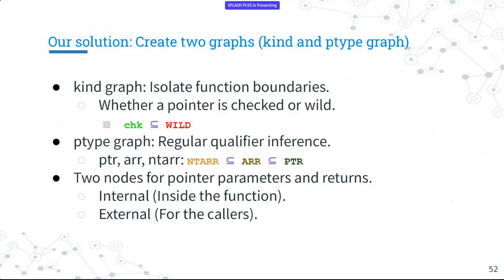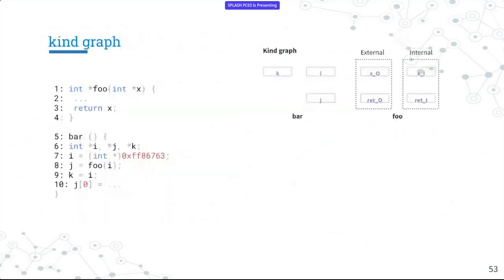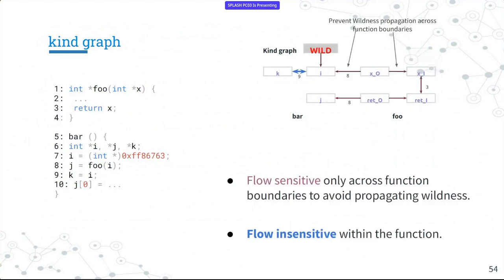And we also split nodes. We create two sets of nodes for the function parameters and return values in order to isolate the propagation of wildness. So what happens is we create two graphs. So this is the first graph, the kind graph. Here, as you can see, across function boundaries, we restrict the propagation by making the information flow outwards. We don't get any information inside in the case of the kind graph. We only flow it outwards.